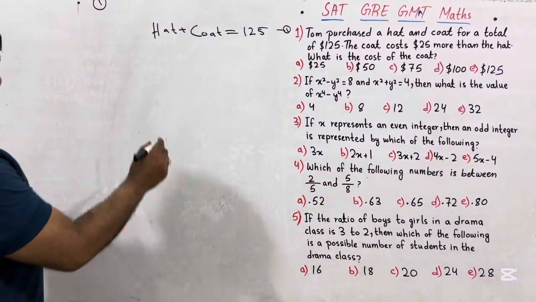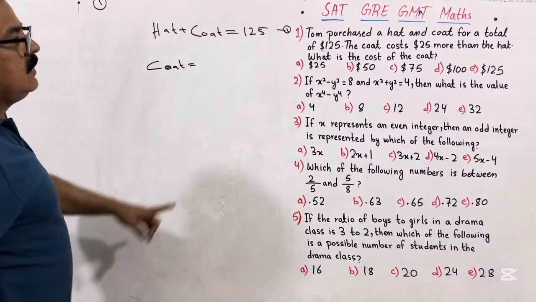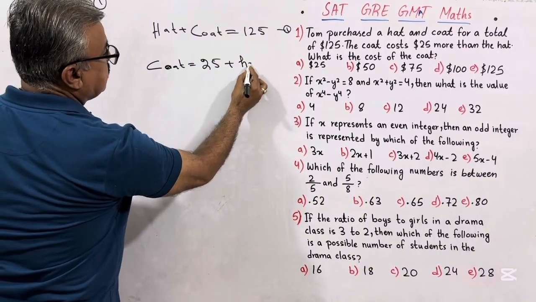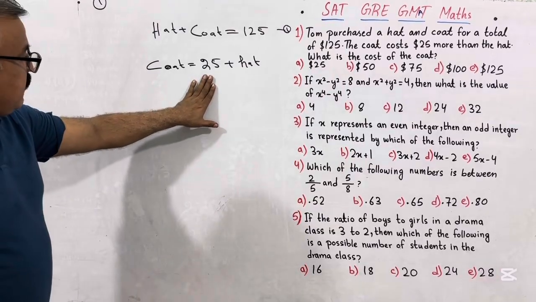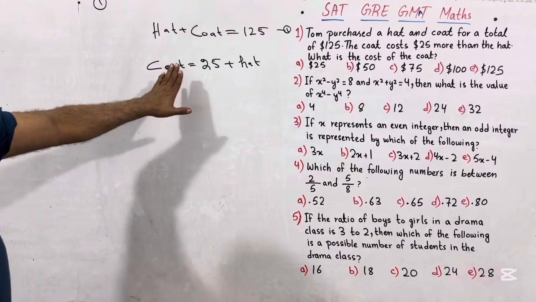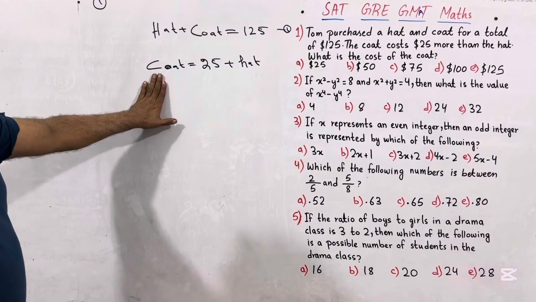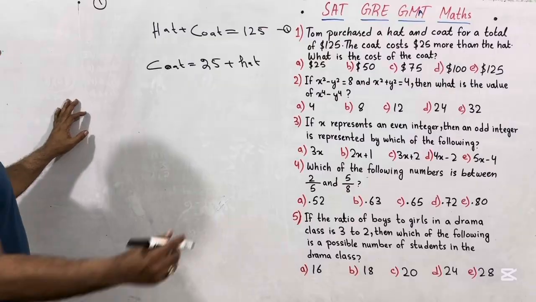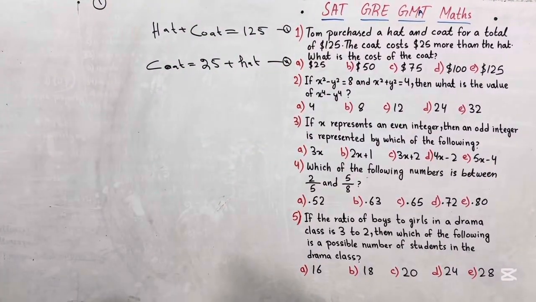Second condition is that the cost of a coat is $25 more than the hat. Now these two are wonderful linear equations, and if we solve them, they are going to work wonders.